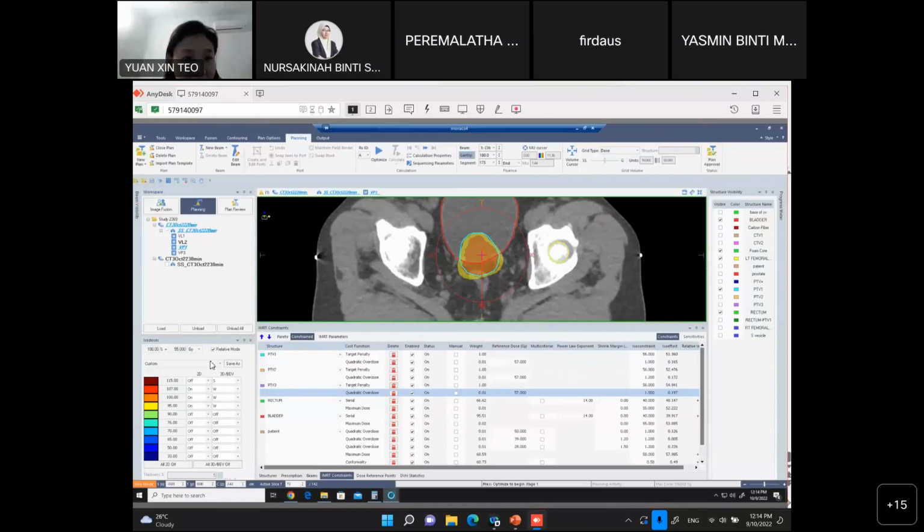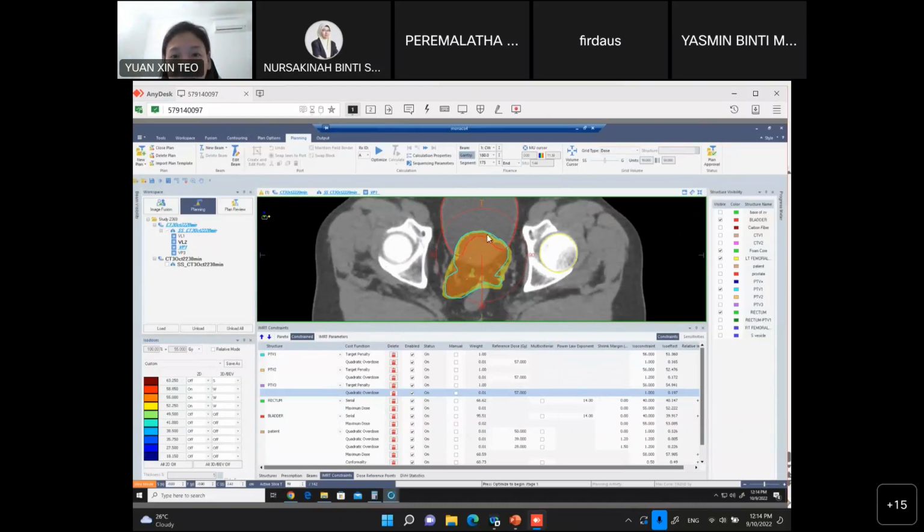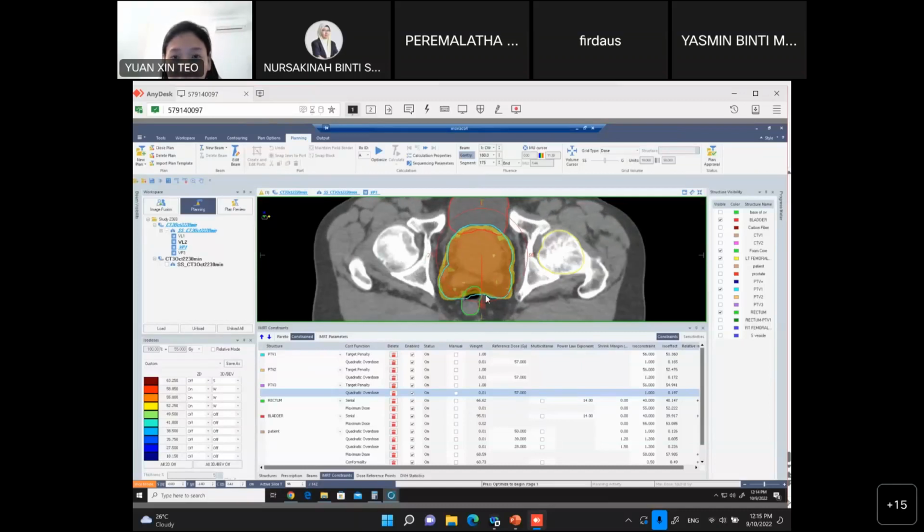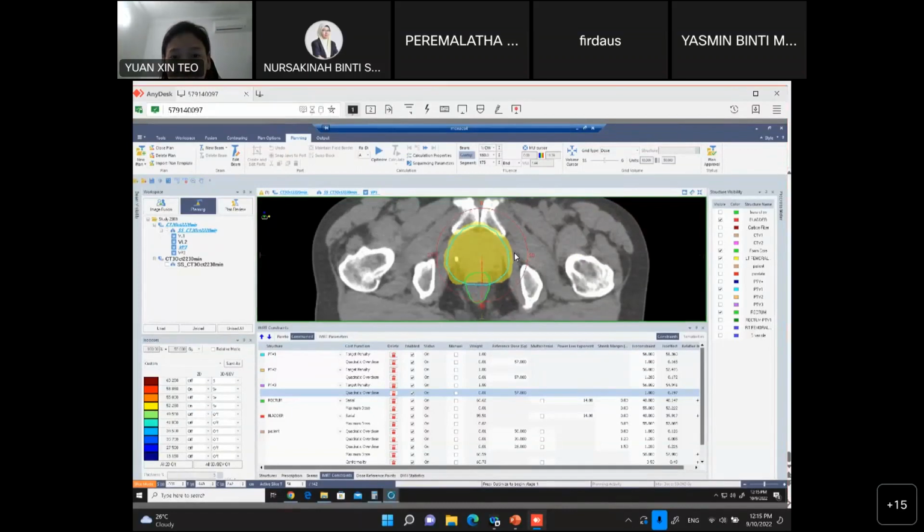Okay, for this plan, the orange color is 55 gray. The yellow color is 52.25 gray, which is 95% coverage. For this plan, the yellow color covers the PTV1 well. Okay, PTV1 everything gets 52.25 gray.